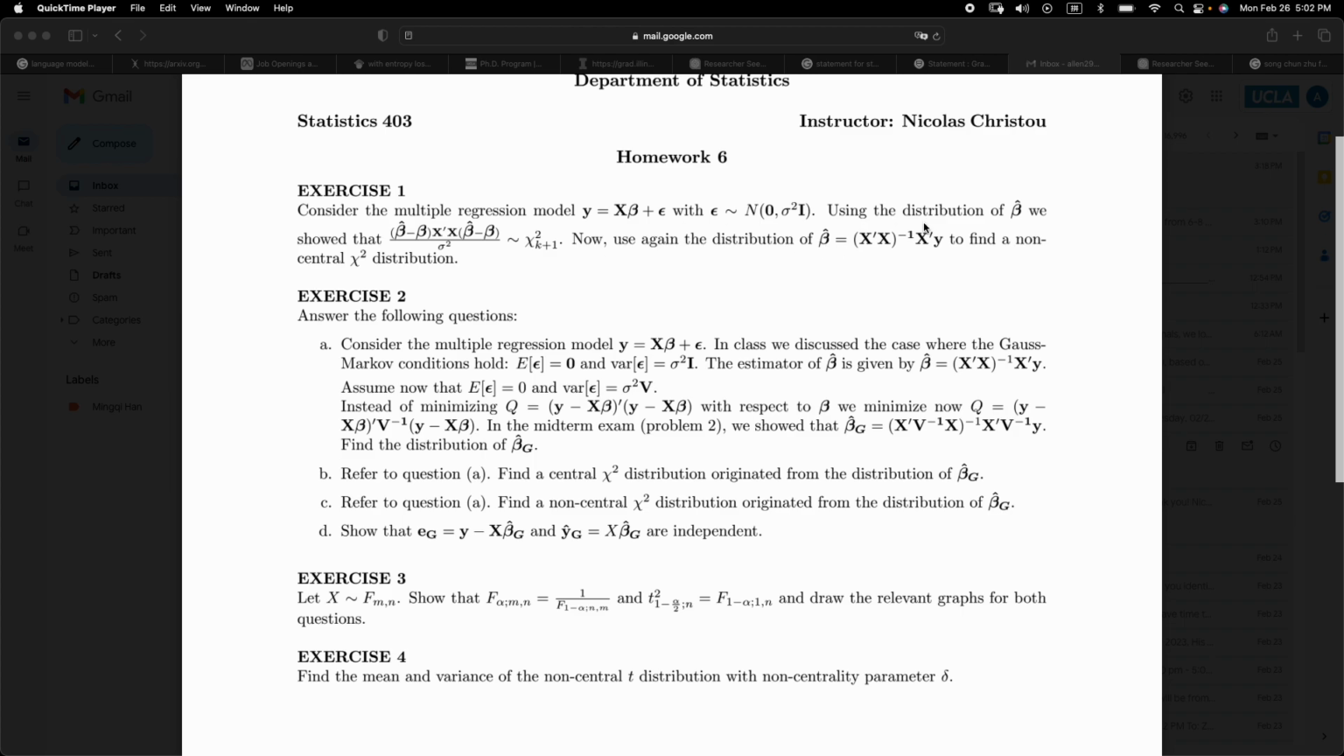The additional question is that we're now going to use this distribution of beta hat to find a non-central chi-square distribution. I'm assuming the chi-square distribution was already done in the lecture using the distribution of beta hat. Now the question is, using the same distribution of beta hat, find a non-central chi-square. That will be the new problem here.